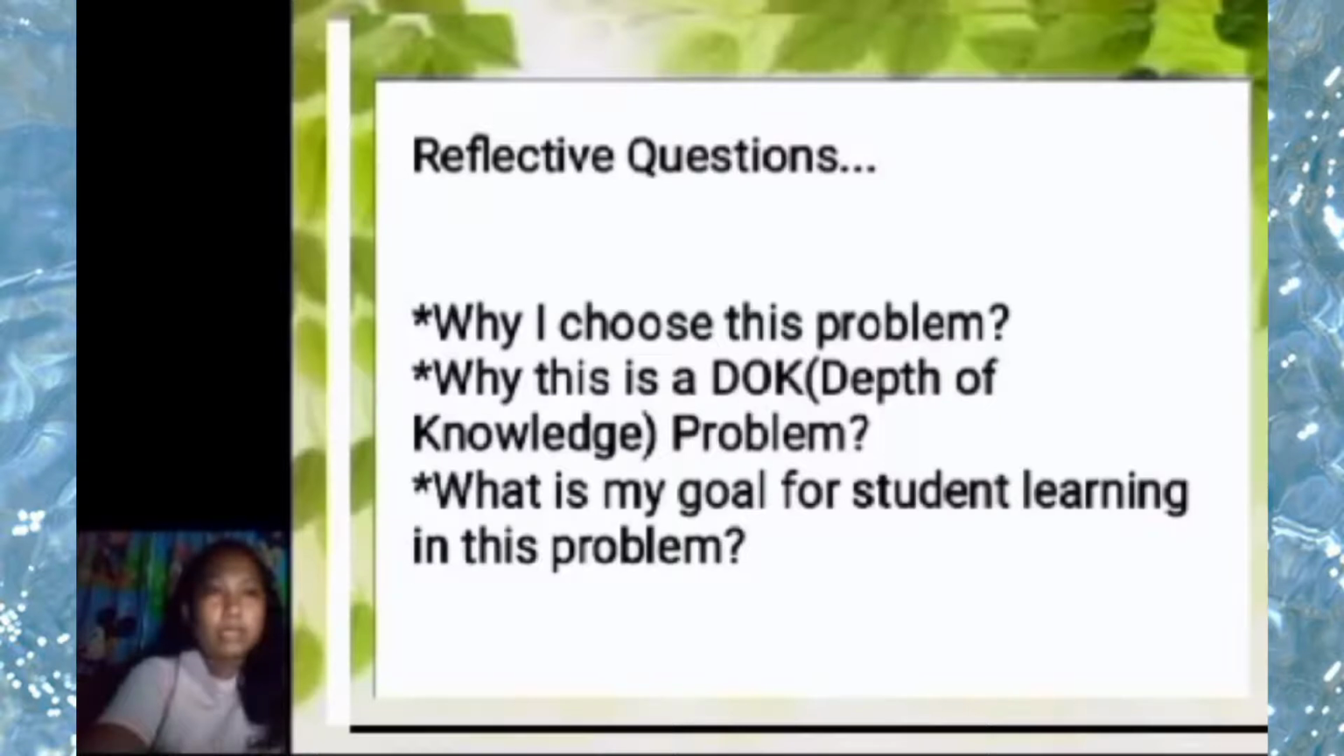Depending on how quickly students finish, they might be asked to investigate the pattern that shows up in the multiples of 9 that only have even digits. Students could then be asked to draw a conclusion about the pattern. So what is my goal for student learning? So, another reflective question.